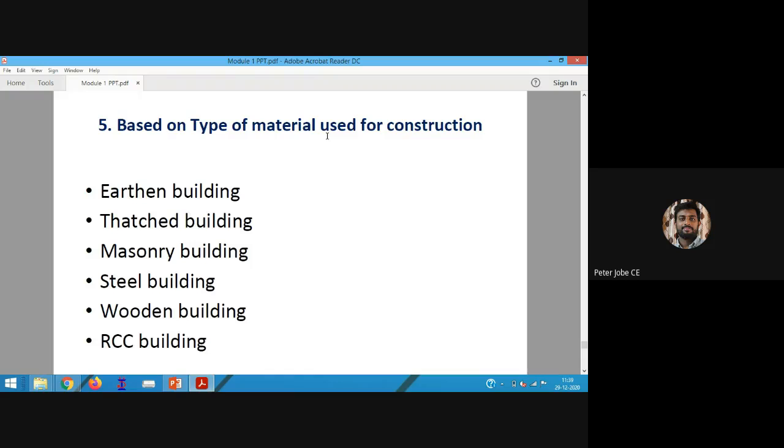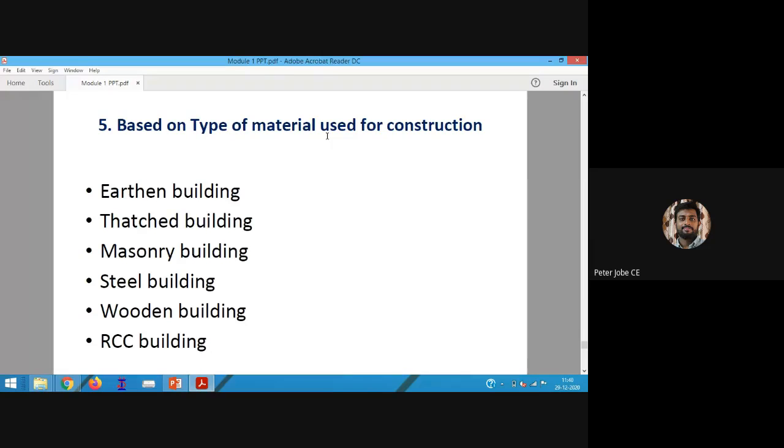Next category is the steel building. Steel building is gaining popularity now because of the ease of construction. That means it won't take much time for the construction. If we bring some prefabricated modules and install them at our particular site, it is easy for us to construct, and also we can save a lot of time. So steel building is now gaining popularity.